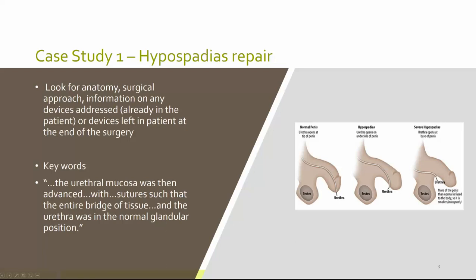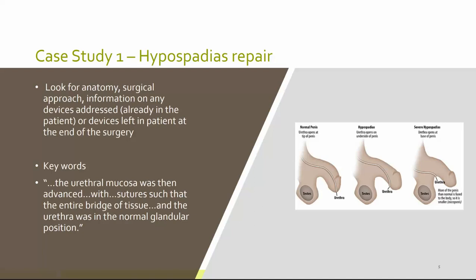So when we look at the clinical information under the word operative note, this is a condition of the urethra. This is not a condition technically where there's something wrong with the penis. It's actually something is wrong with the urethra. It's coming out in the wrong location. In the clinical statement in the operative report, it states the urethra mucosa was then advanced with sutures such that the entire bridge of tissue and the urethra was in a normal granular position. So clinically, surgically, the surgeon is working on the urethra, which is a body part.